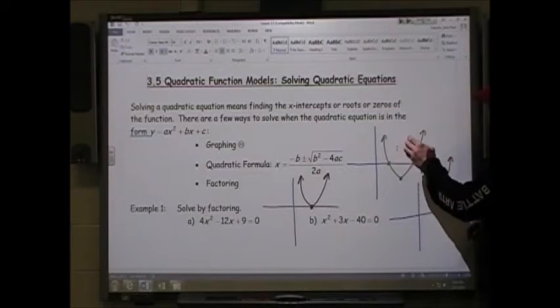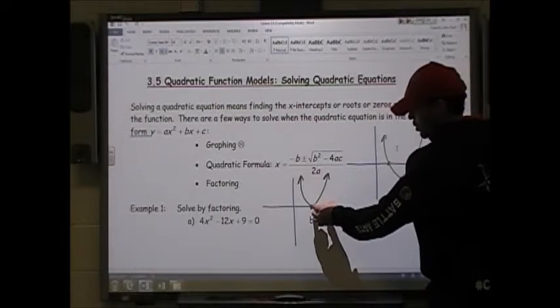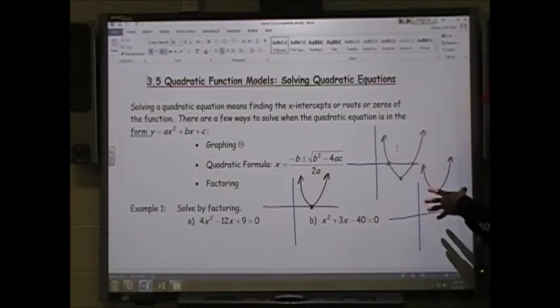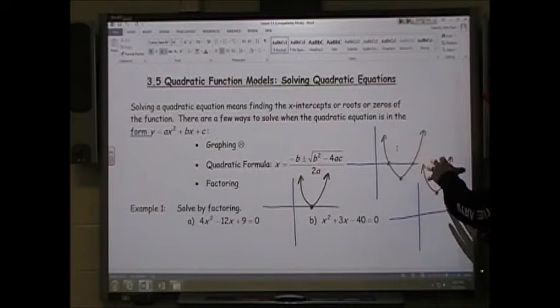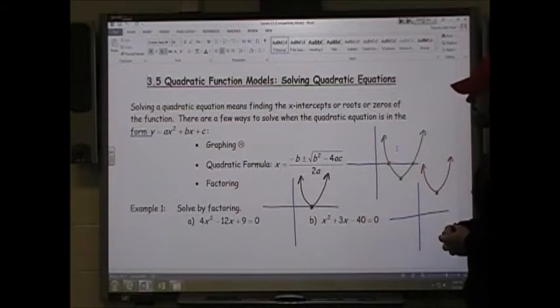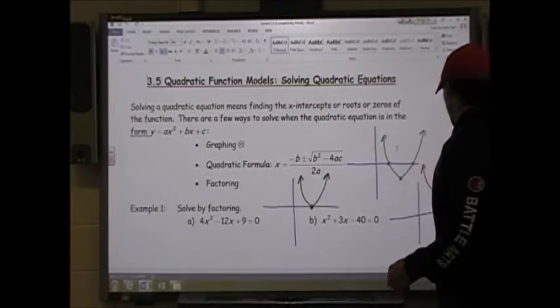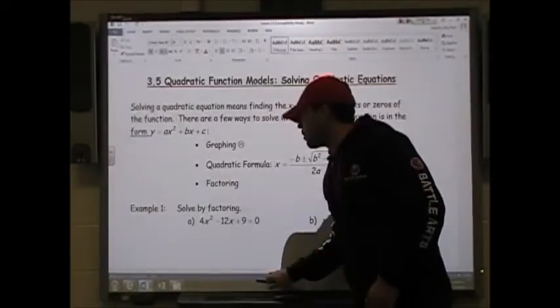You may cross twice, you may end up with two answers. You may cross once, one answer, so the vertex is on the x-axis. Or you may never cross, so the vertex is above and it opens up. These are just opening up parabolas. Obviously, you can make the same argument for parabolas that open down. So let's take a look at what I'm saying here.